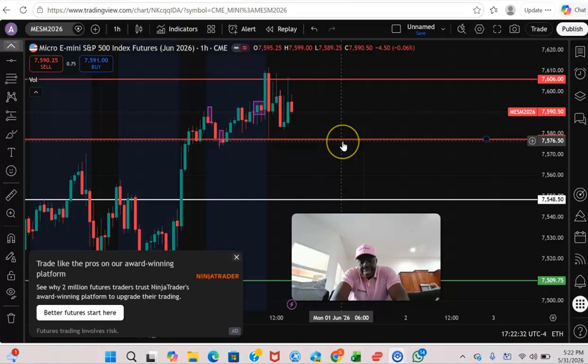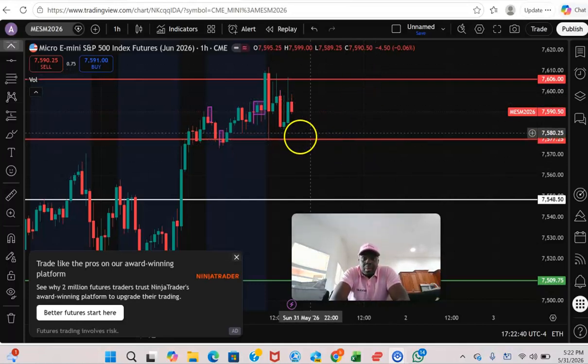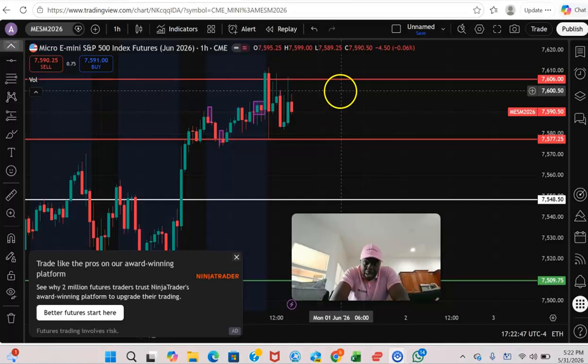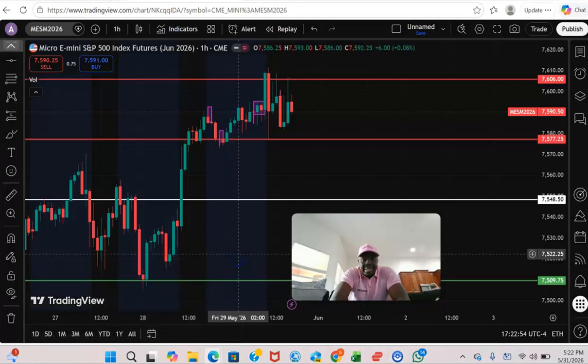If it drops and comes down to this line, I'm gonna wait, because if it passes this line, I'm gonna sell. If it bounces, I'm gonna buy. Okay, so this is a strong support. If it passes it, I'm gonna sell. If it bounces, I'm gonna buy. Okay? Now you understand that so far. That's how you mark your support and resistance.